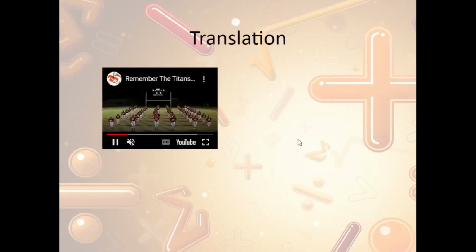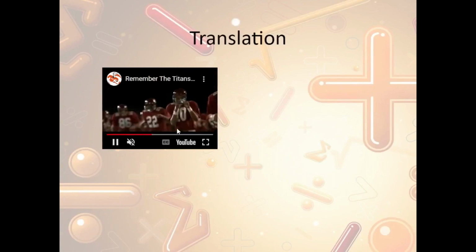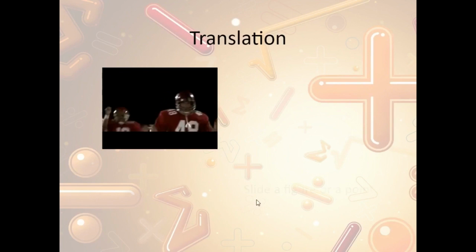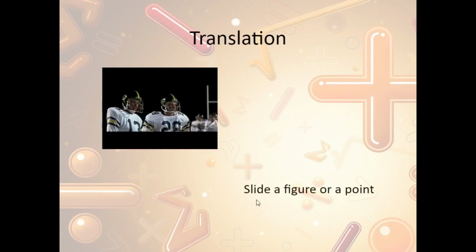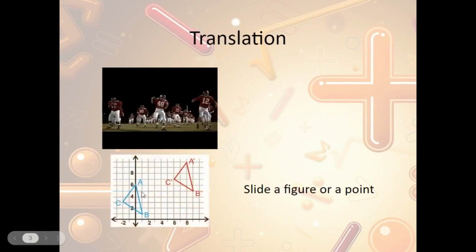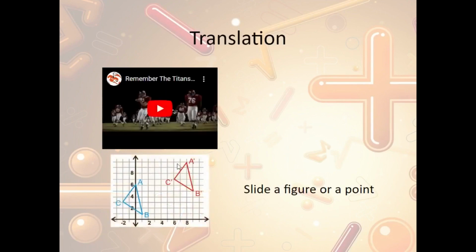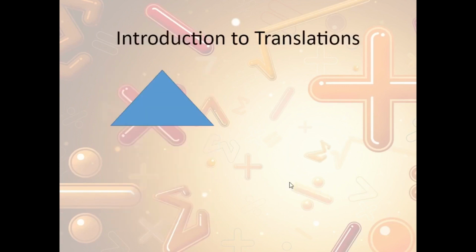Now here's a little video. We have translation. Notice every person in here is the same. They don't change shape or size, but they are sliding around. They're sliding side to side. They're moving front to back. Those are translations. So it is a slide of a figure or a point. So for instance, we have a triangle here. And if we slid it to the right and up, it would end up being this triangle here. So it's just a slide movement.